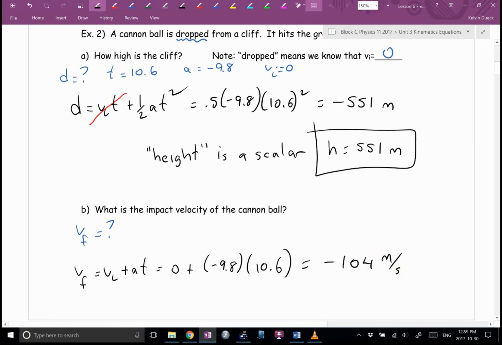Is that fast, Mr. Duke? Well, that's traveling one football field in a second. If you're American, it's around 200 miles an hour, just shy of that. You could convert it to kilometers per hour, times it by 3.6, so it's about 360 kilometers per hour. That's pretty fast.